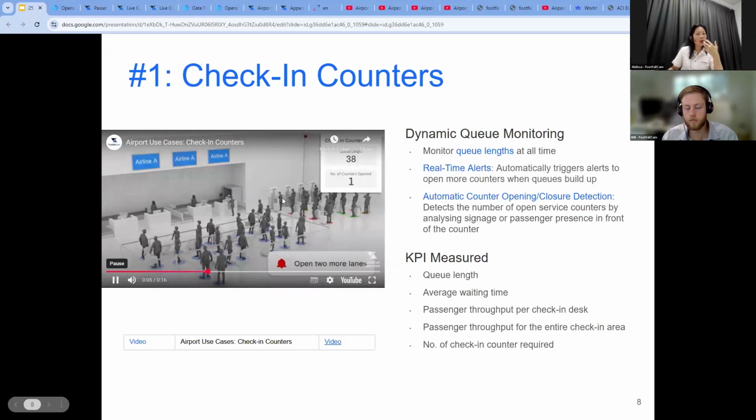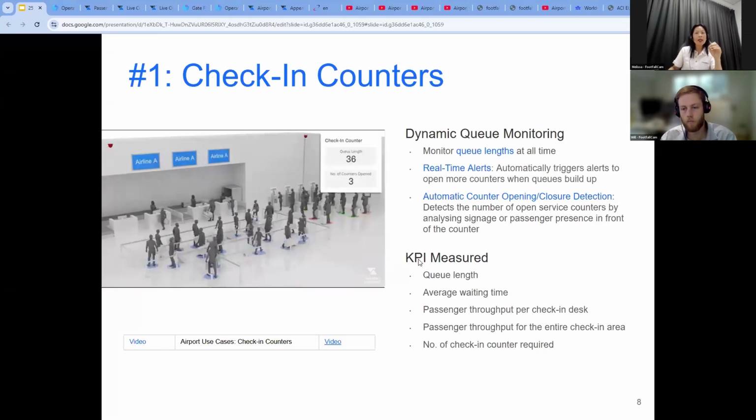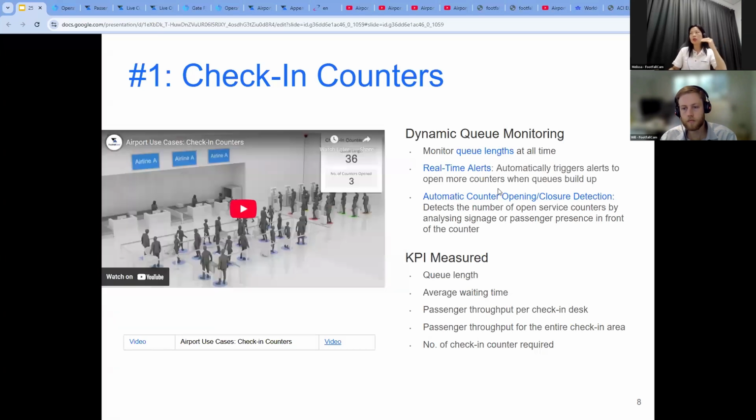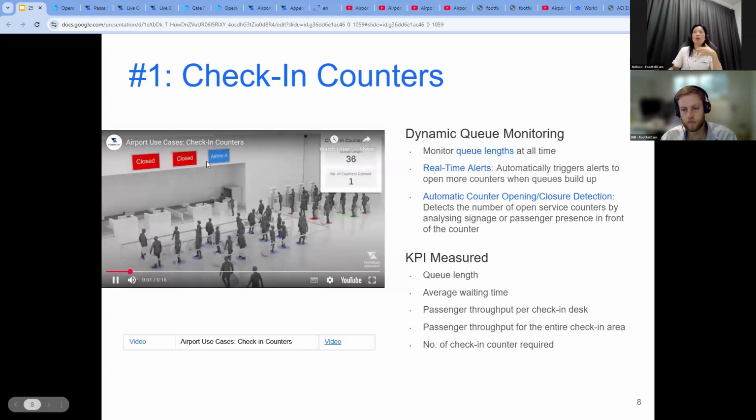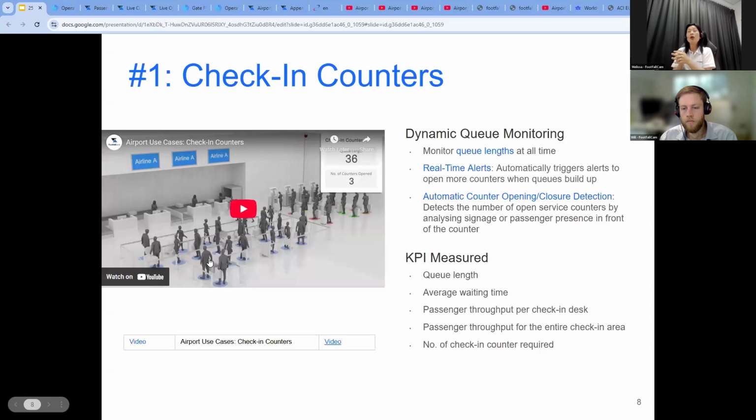And we also provide real-time alerts for staffing optimization. So when queues begin to exceed the predefined threshold, you can set that threshold. And when it is exceeded, the system can automatically trigger alerts to the terminal supervisor, prompting them to open more counters because you have more people joining the queues. This allows them to maintain the service level during peak traffic without overstaffing during off-peak hours.